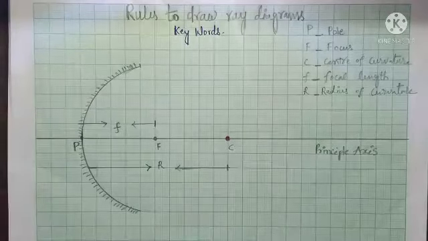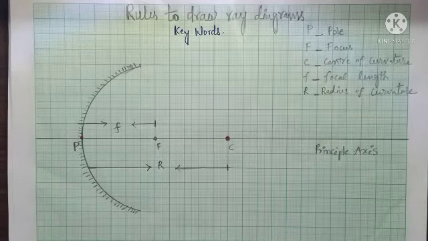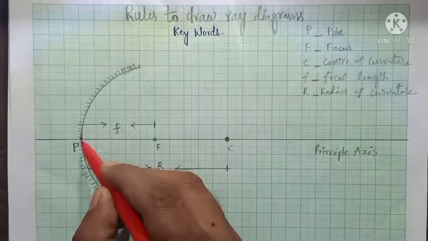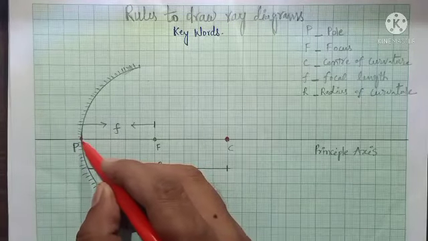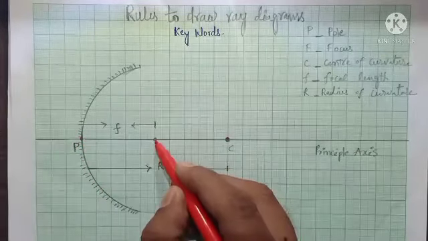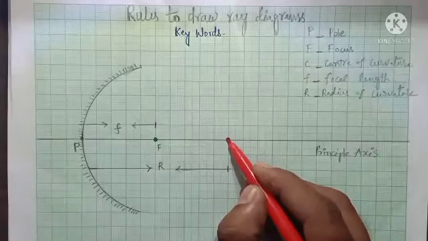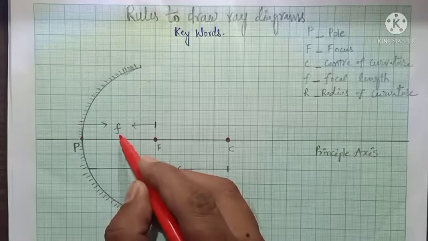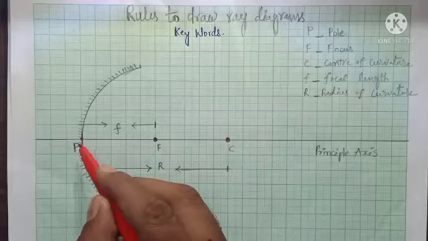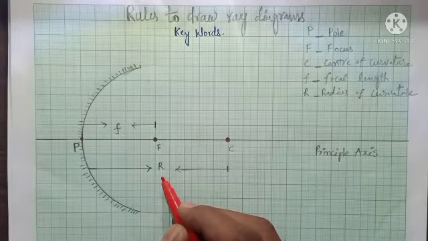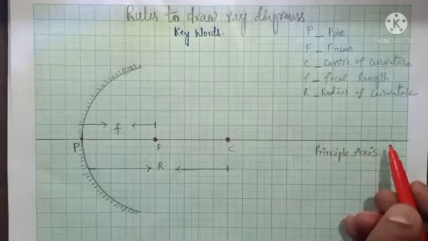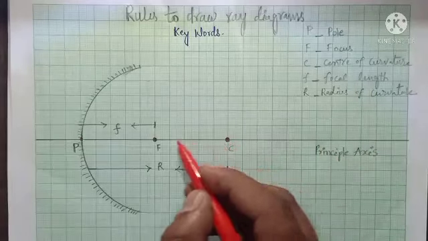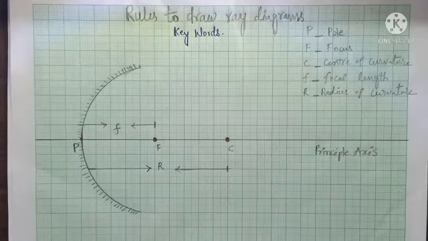First of all, we have to know some keywords. Here, this is a concave mirror. This is the midpoint of the mirror. We can name it as pole, and this is the focus, and this is the center of curvature. The distance between pole and focus is called focal length, and the distance between pole and center of curvature is radius of curvature. The line which is passing through center of curvature and pole is called principal axis.